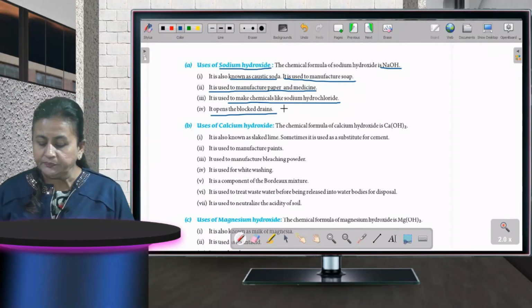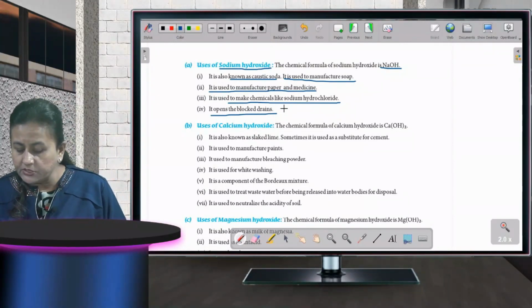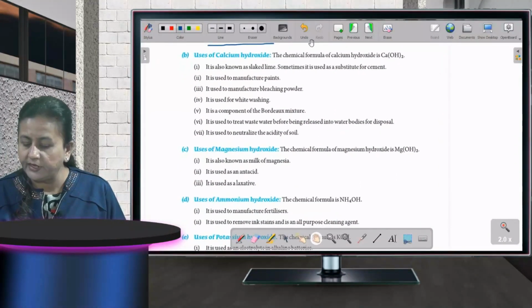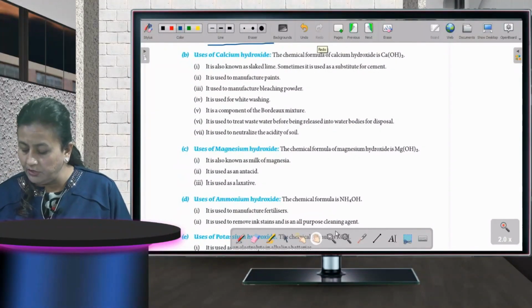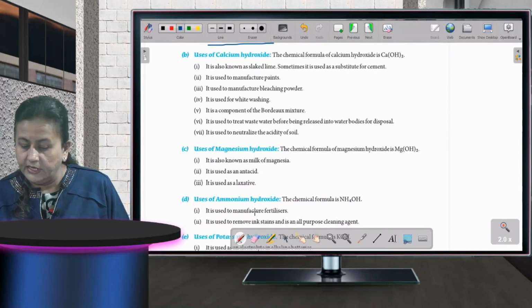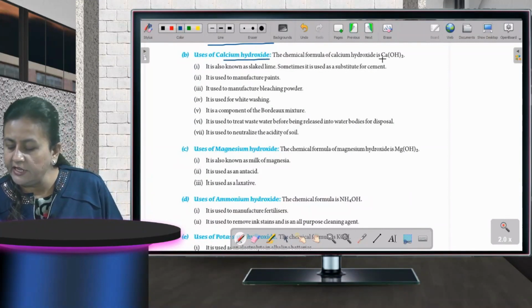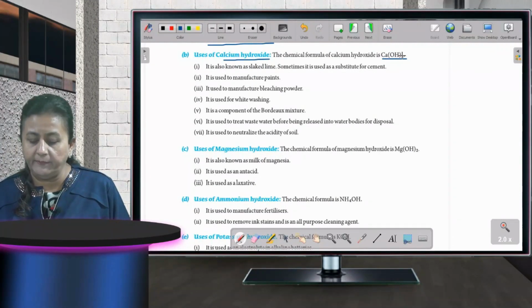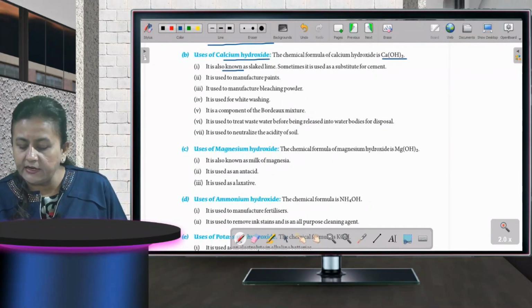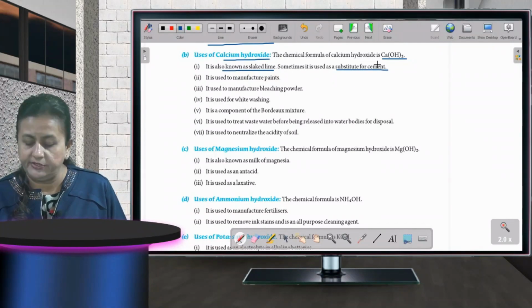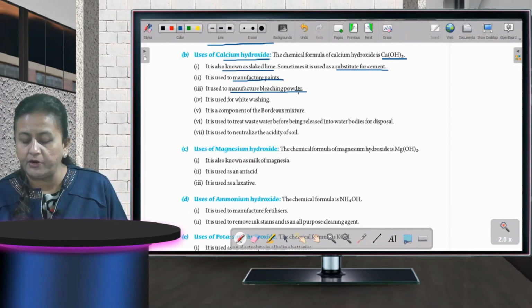Fine, children. Now uses of calcium hydroxide. You all can see on your screen also, I hope it is clearly visible to you all. The chemical formula for calcium hydroxide is Ca(OH)2. Okay, it is known as slaked lime, which is used as a substitute for cement. It is used to manufacture paint, manufacture bleaching powder. It is used for whitewashing.